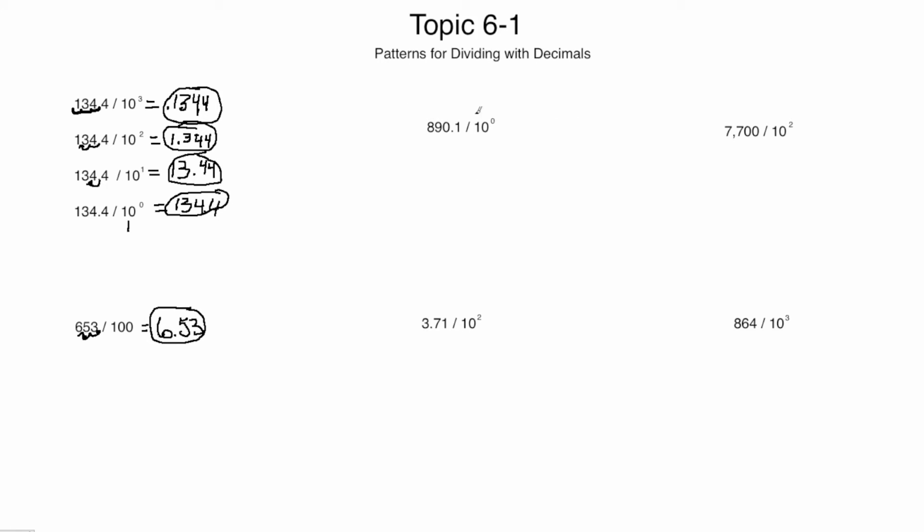All right, let's go to this problem. 890 and 1/10 divided by 10 to the 0 power. Stop and get the answer. All right, so it's 10 to the 0 power, which means this is 1 or no butt cheeks. So my answer is 890 and 1/10. Did you get that? Awesome!